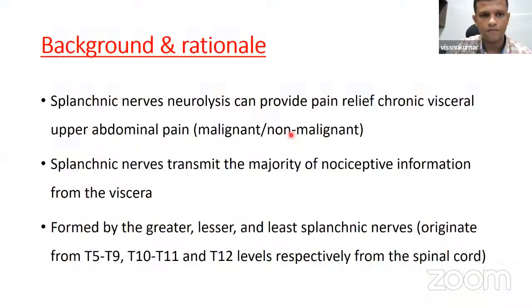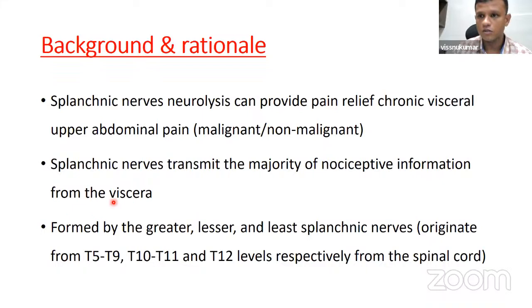And coming to the topic per se, this splanchnic nerve block can provide pain relief of chronic visceral upper abdominal pain. Either it can be malignant or non-malignant. Malignant conditions like CA gallbladder, CA pancreas, CA stomach, okay. And non-malignant conditions, mostly I'll be doing chronic pancreatitis, atrophic pancreatitis. I'm doing this splanchnic nerve neurolysis. And these splanchnic nerves transmit the majority of nociceptive information from the viscera. Okay. So this is another important question.